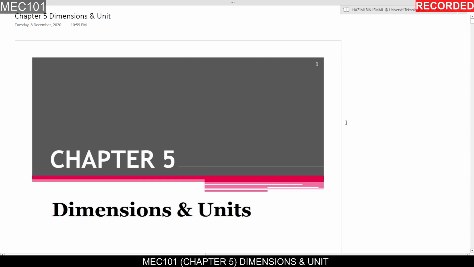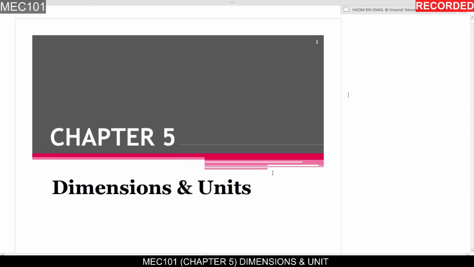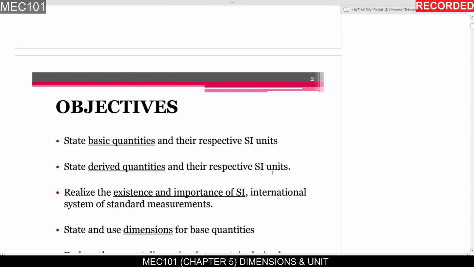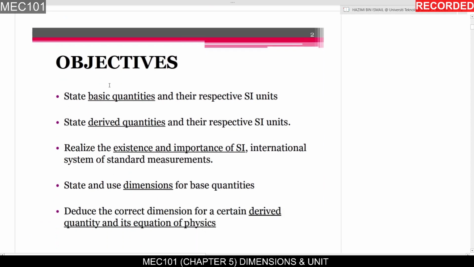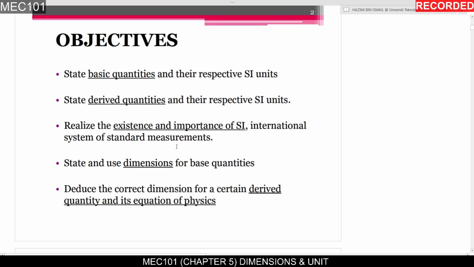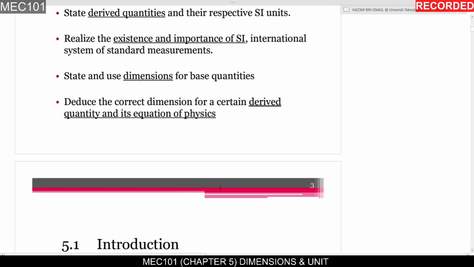Okay, so for this video, we will continue with our learning for the MEC 101. We are going to learn about chapter 5, dimensions and units. The objective is to state the basic quantities and their respective SI unit, to state derived quantities and their respective SI unit, and so on. I will skip this objective, you have to read it on your own.